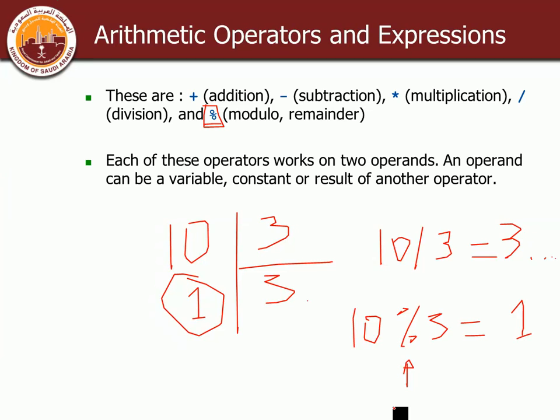If you have 10 cars to give to 3 people, how many cars are going to be to give to those people, and how many cars are left after you give everyone the same amount? So you give everyone a 3, 3, 3, you still have 1 car left. Okay? So this is the remainder of the division.